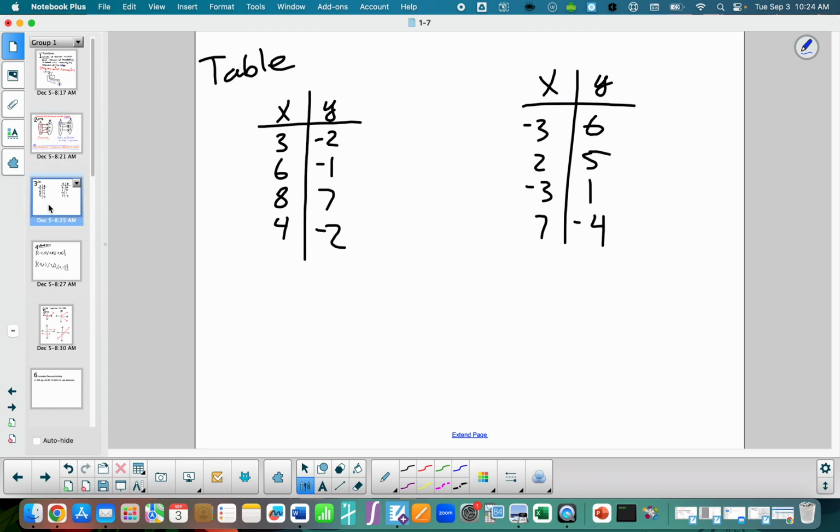So let's try a relation as in two tables. Take a minute, pause it, copy these two down, and see if you can think which ones are functions and which ones are not. Well, the one on the left, we've got 3 having an answer of -2, 6 has an answer of -1, 8 has an answer of 7, 4 has an answer of -2. This is definitely a function.